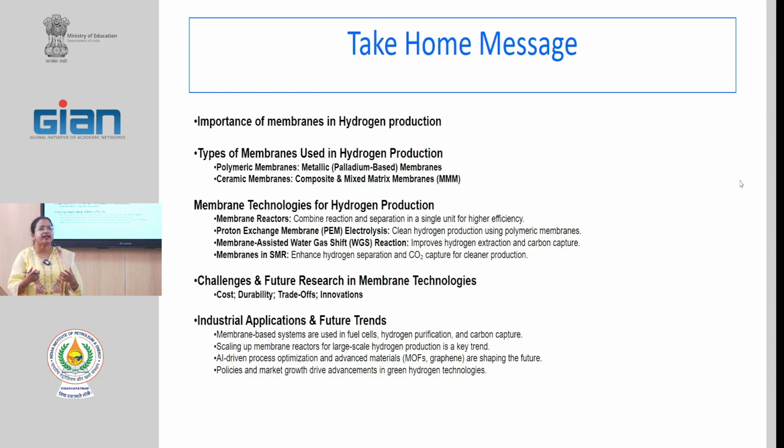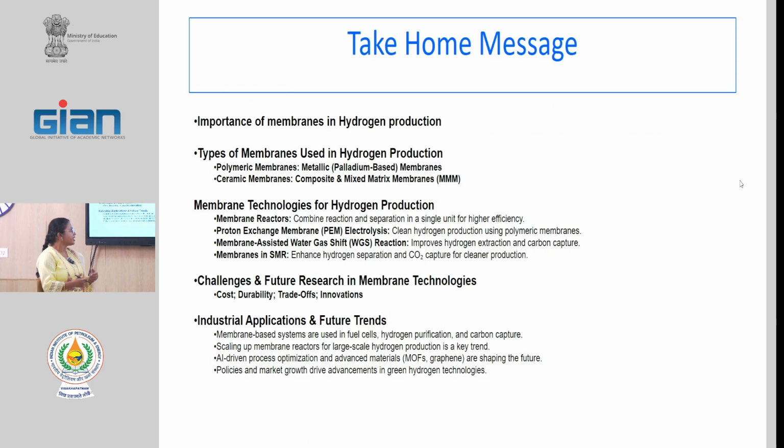So that is all I had to talk about on different aspects of membranes for hydrogen generation. What are the take-home messages? Membranes play a very important role from conventional to latest technologies. There are different types of membranes. We learnt about polymeric membranes, their specific properties, and metallic, ceramic and composite membranes. And we learned about the membrane technologies, how they work in different processes like membrane reactor, PEM, WGS and SMR. We learned about their challenges and where the research focus lies. We have learned about some industrial applications, future trends, their standardization methods, the safety standards, regulation and initiatives by the government.